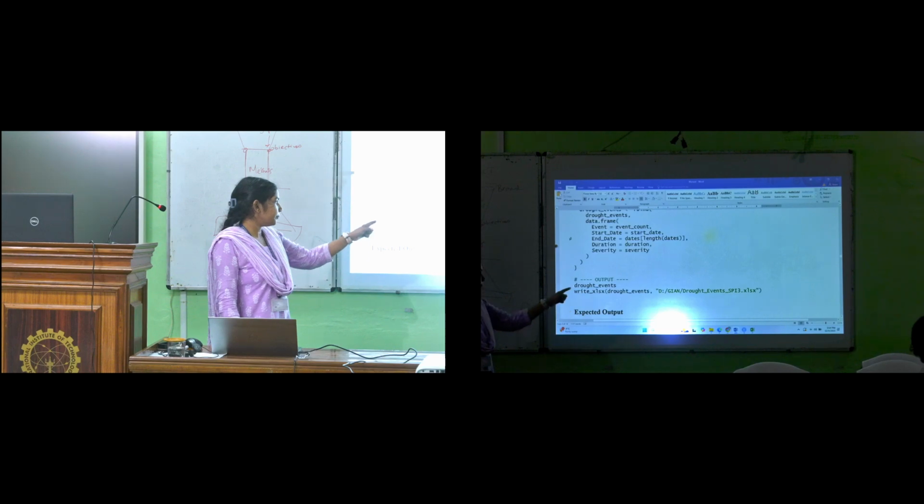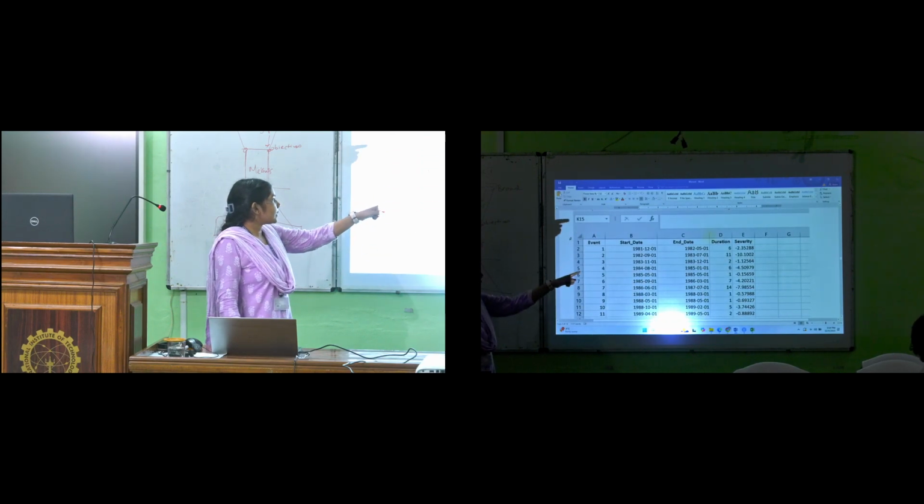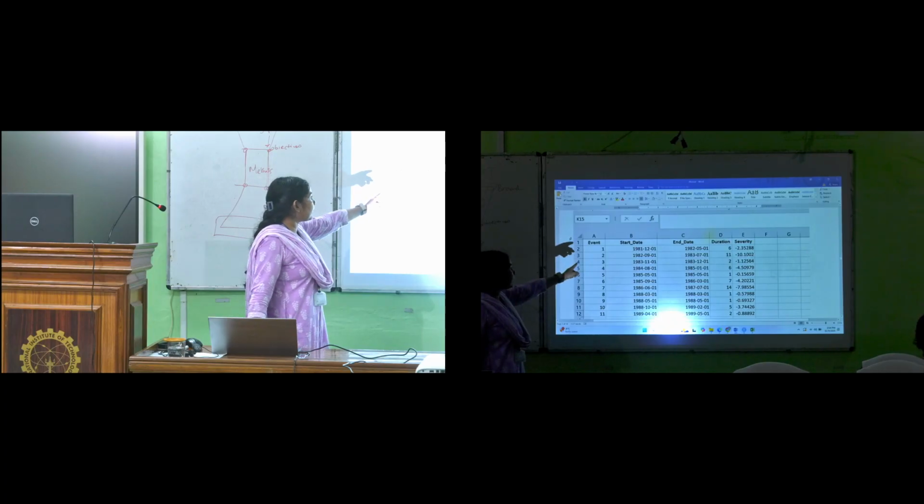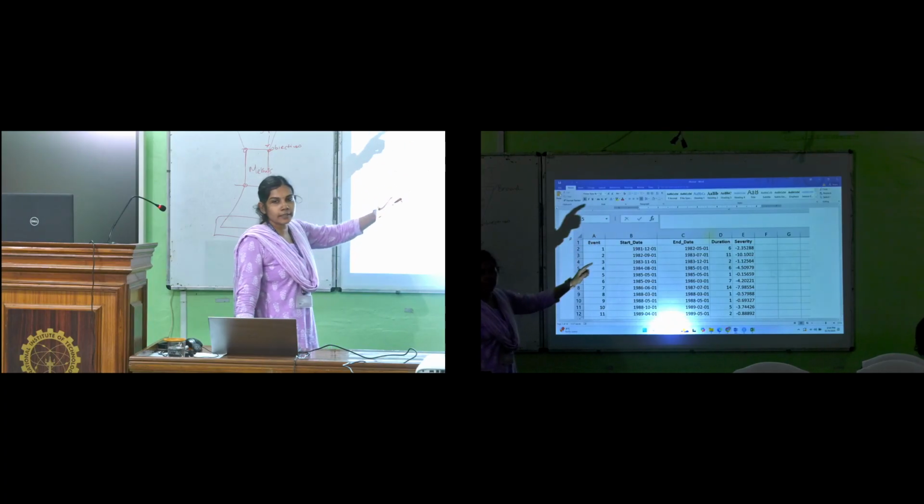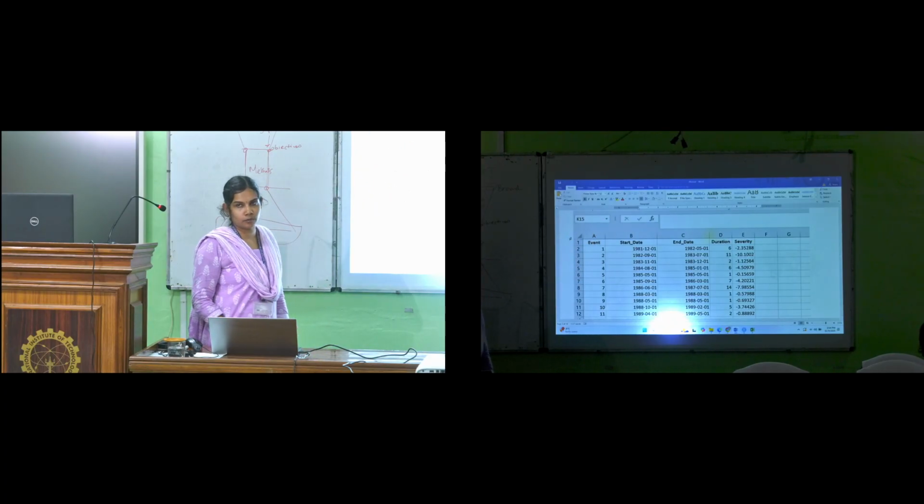That the initial value I given as 0. Whenever the SPI value is less than 0, the drought event starts. In that way, we can calculate severity as well as duration. So the output is also saved in an Excel sheet. This is the duration, severity. That is the starting of a drought event, end date, its duration and the severity of that particular drought.